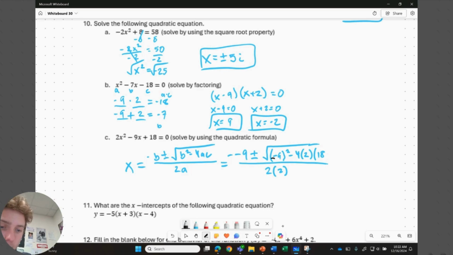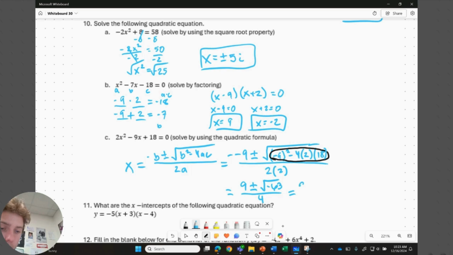When you are simplifying this, you only need to type in what is underneath the square root into Desmos. That is your first step. So type in what's underneath the square root. You'd get a value of negative 63. And on the bottom, 2 times 2 gives me 4.